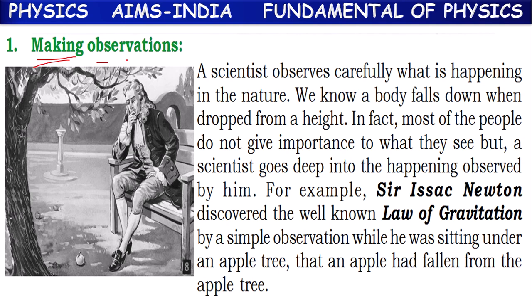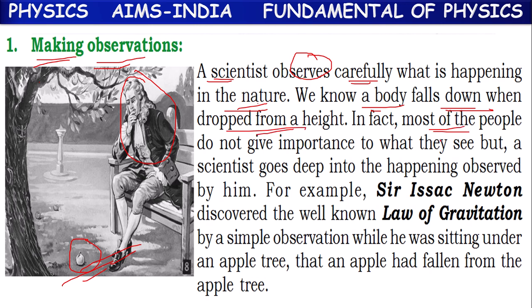First one, making observations. A scientist observes carefully what is happening in nature. First he will observe. Example, Sir Isaac Newton: why is the apple falling down? Regarding that, he carefully observed the reason behind this. Actually, not only Sir Isaac Newton, before him so many people knew that any body will fall down when dropped from a height.